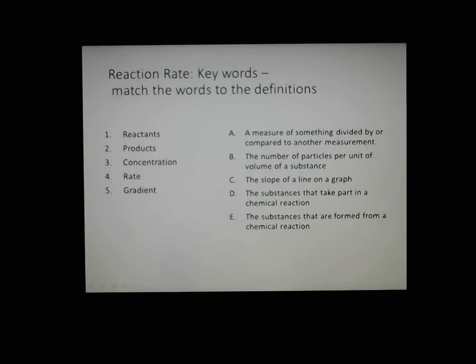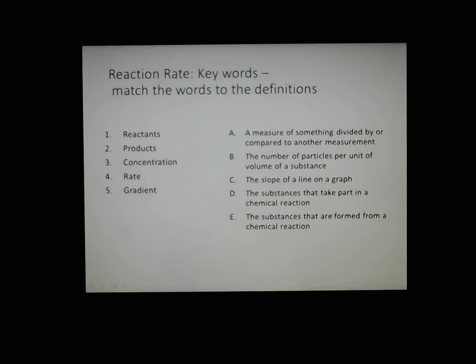Okay, so here's a few terminology words. Match them up. Shouldn't take you too long. Okay, I'll identify a couple of things. The word rate is going to be really important here. Number 4, that matches up to A.